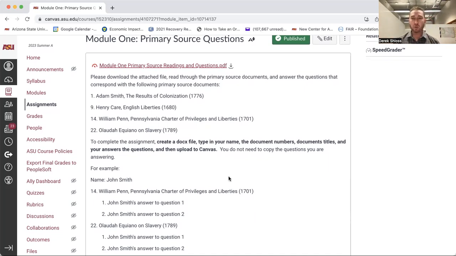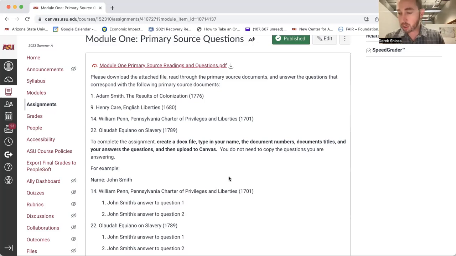Again, you don't need to write the question. I know what the questions are at the end of each document. Again, there's going to be 2 questions at the end of each document. That's the way this primary source book is put together. And so basically you would do that for the 4 different documents and the 8 questions, and then turn that in to submit to Canvas. And there's one primary source questions assignment due at the end of each of the 7 individual modules.